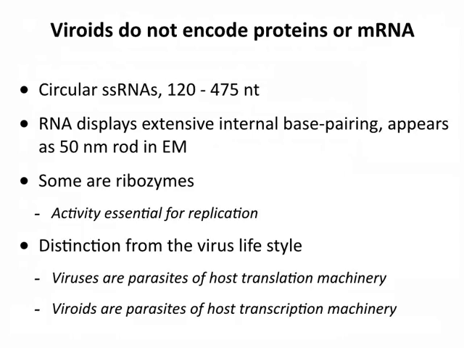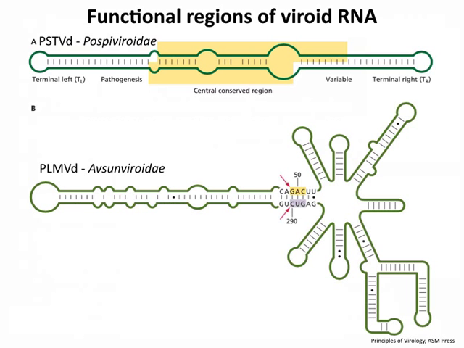Right? Viruses are parasites of the translational machinery. They need to make mRNAs that can be translated, because they don't have a translational system. Depending on the size, of course, some viruses have nucleic acid enzymes, some don't. But they're all parasites of the translation machinery, whereas viroids, you can imagine as parasites of the transcription machinery, the machinery of the host cell that takes DNA, makes RNA from it. As you'll see in a moment, those are the enzymes that copy these viroids.